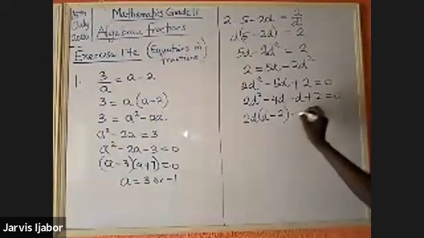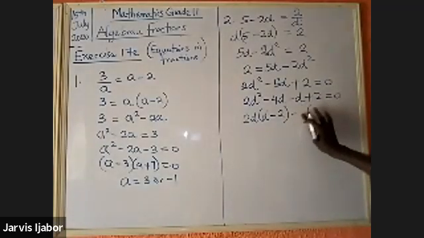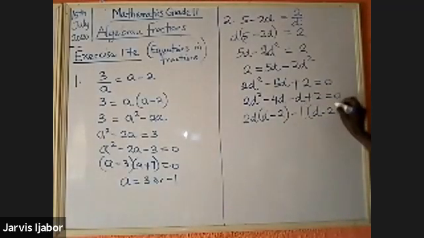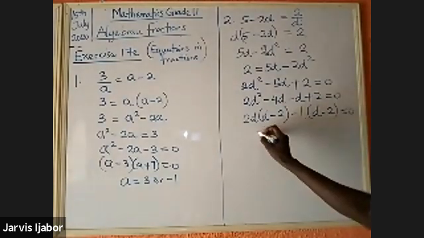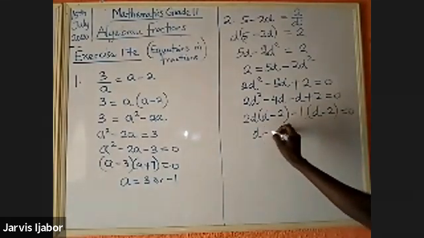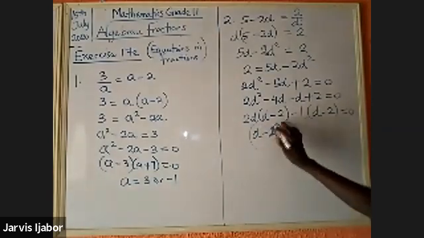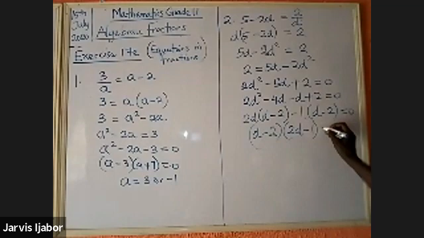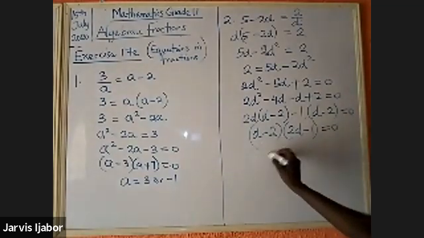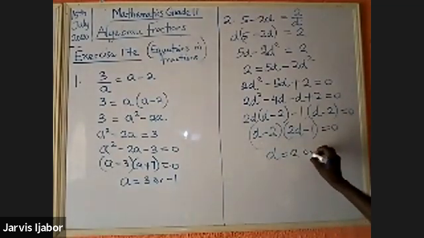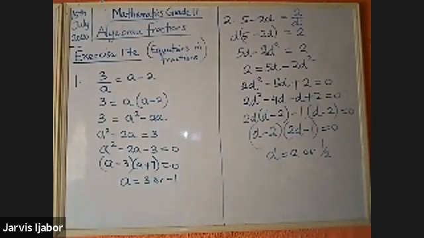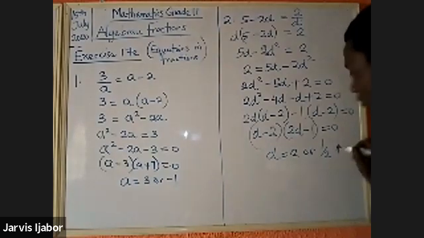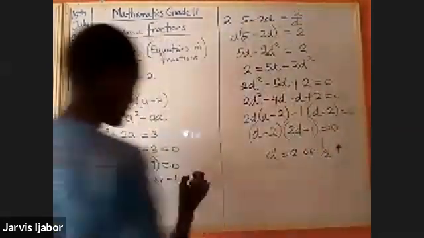So this is 2d into d minus 2, minus 1 into d minus 2, equal to 0. And I have that d minus 2 will now go into 2d minus 1, and that will be equal to 0. So from here, d will be equal to 2 or 1 over 2. So I guess you should be able to finish that one up. And this is the answer we're expecting here to be.